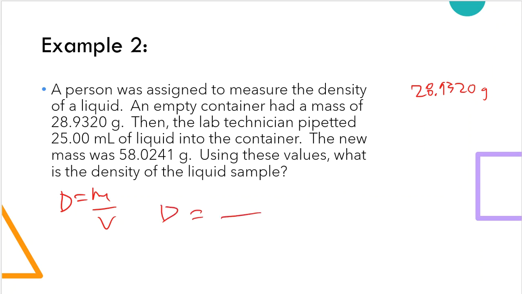All right, so D equals M over V. So V is 25 milliliters. Notice it says, what is the density? So that means that's what I'm solving for. So that D is going to stay as D. So now I need mass. That's my piece that I'm missing.